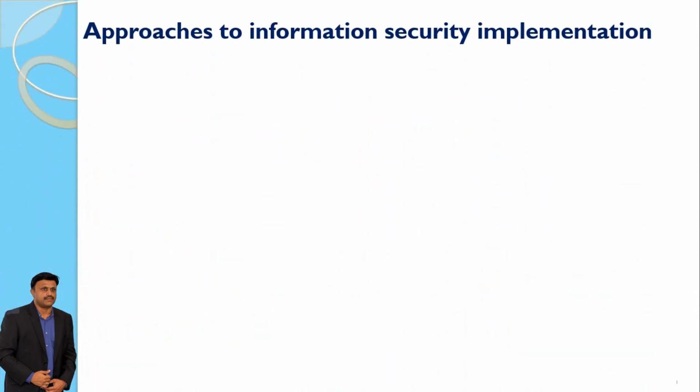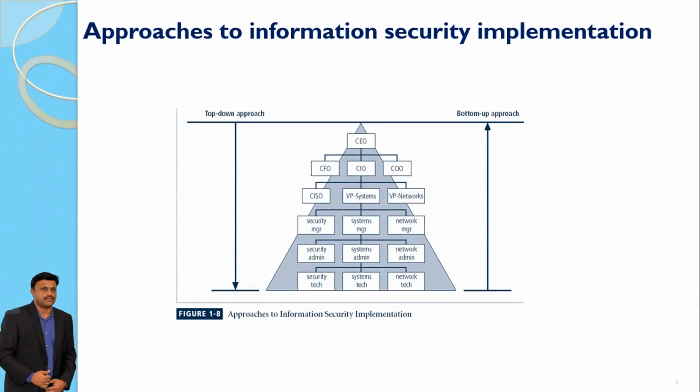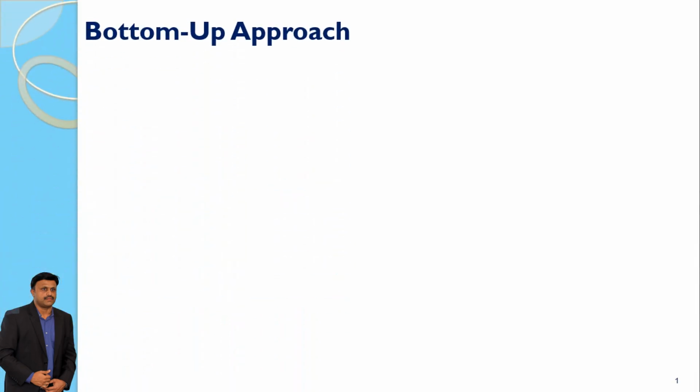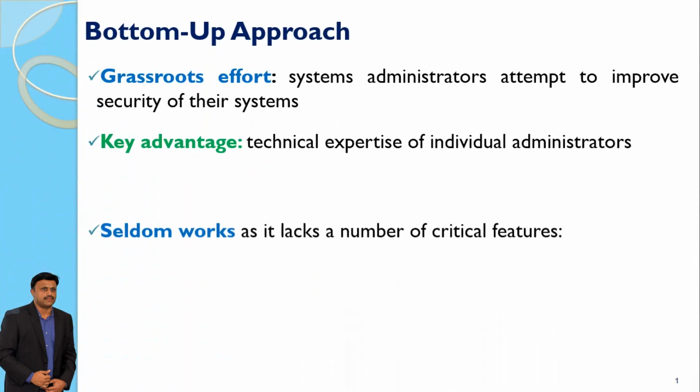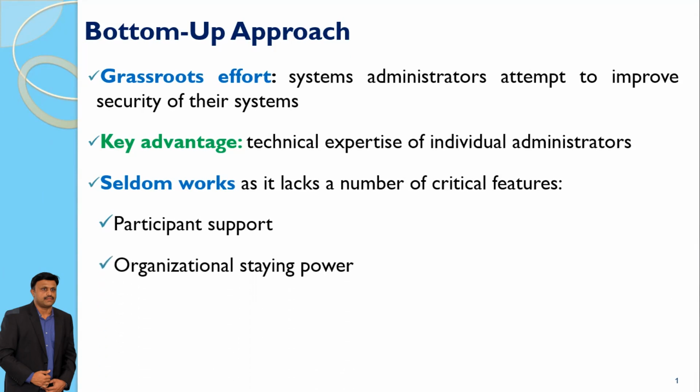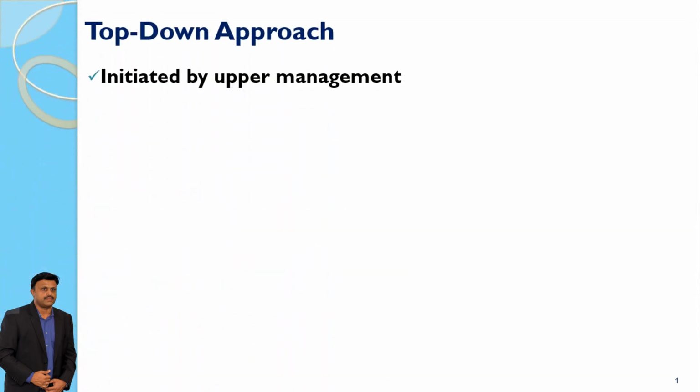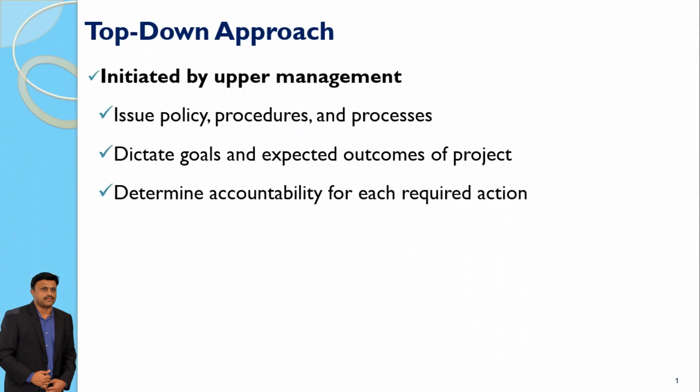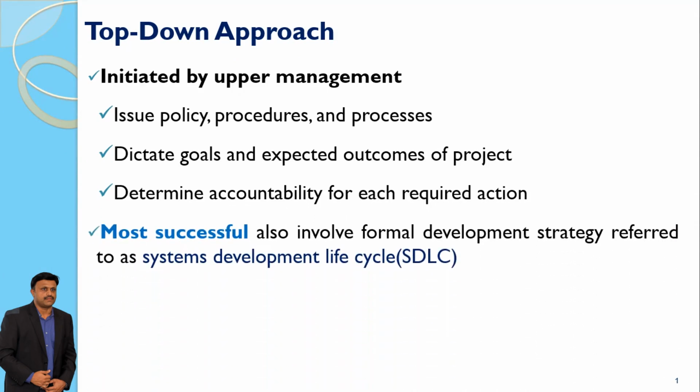Information security can be implemented using either a top-down or bottom-up approach, each with its own advantages and challenges. The bottom-up approach relies on the technical expertise of individual administrators. However, it often lacks participant support and organizational staying power. The top-down approach is initiated by upper management, setting policies and procedures. It often involves a formal development strategy like the Systems Development Life Cycle, SDLC.